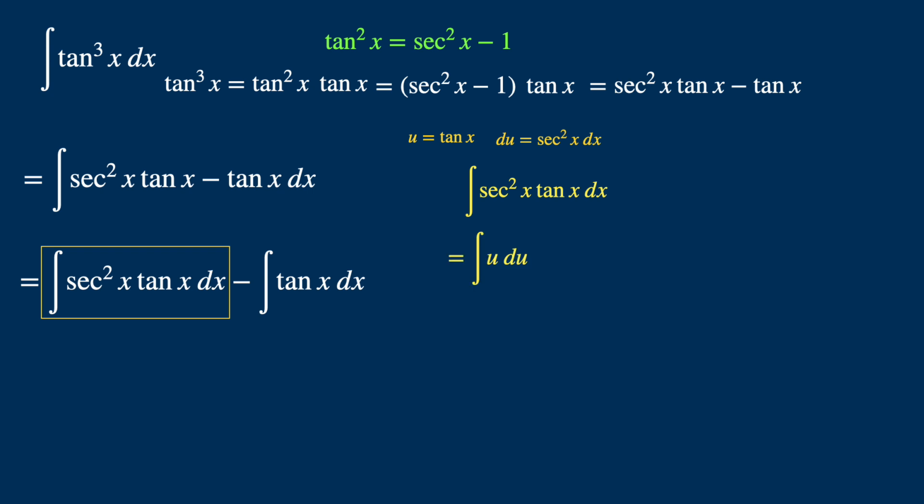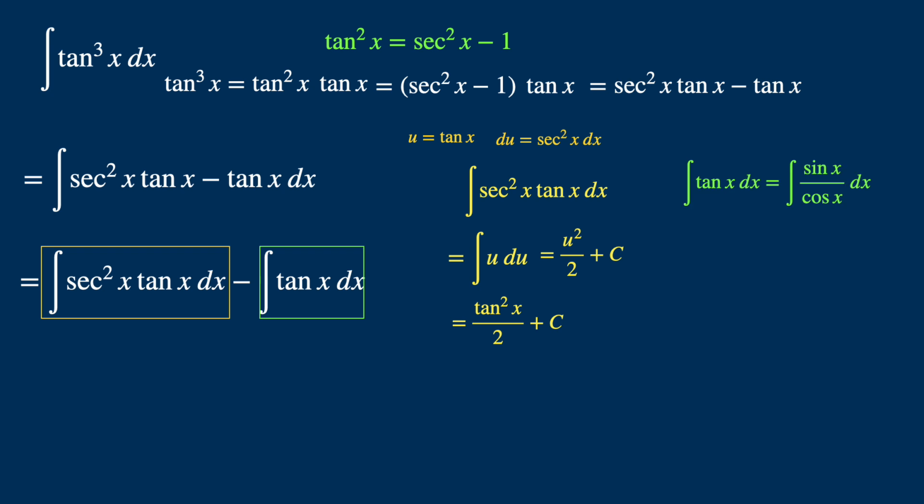Substitute. That's going to be the integral of u du. Find the antiderivative: u squared over 2 plus c. Plug back in, and you have tangent squared x over 2 plus c. That's the first integral. The second integral is going to be tangent x. So I want to find the integral of tangent x, but you have to use a trigonometric identity. You change it to sine x over cosine x. Can you guess what kind of method you're going to use? You're going to use u-sub. You let u be cosine x, then du is negative sine x dx.